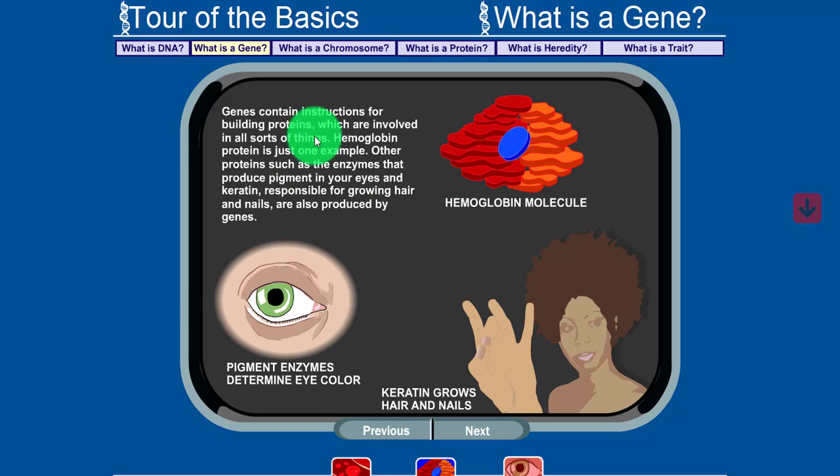Genes contain instructions for building proteins, which are involved in all sorts of things. Hemoglobin protein is just one example. Other proteins, such as the enzyme that produces pigment in your eyes, and keratin, responsible for growing hair and nails, are also produced by genes. Pigment enzymes determine the eye color, keratin growth, hair and nails. Hemoglobin molecule.